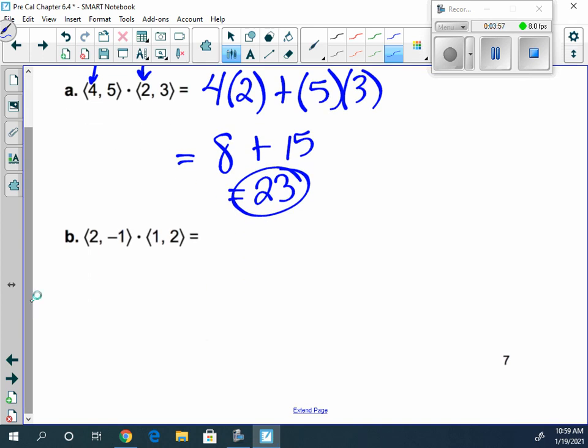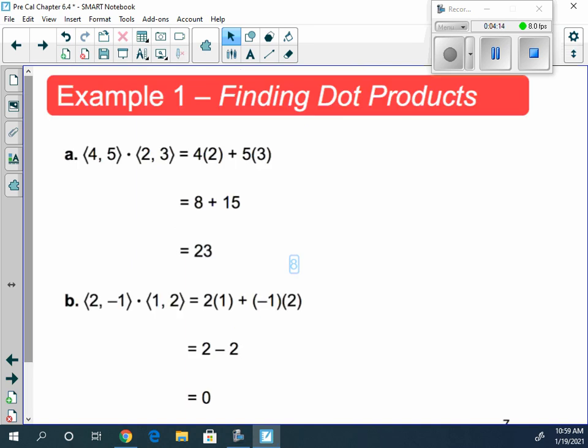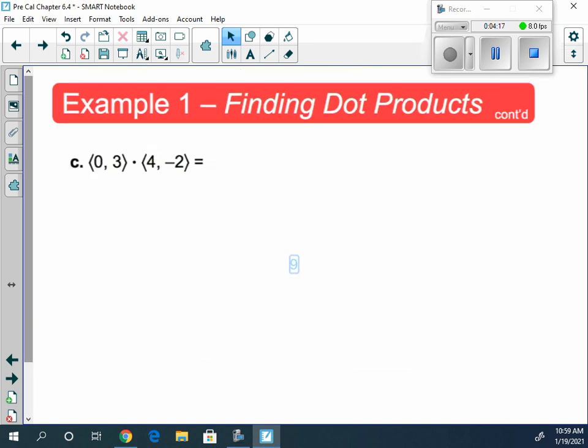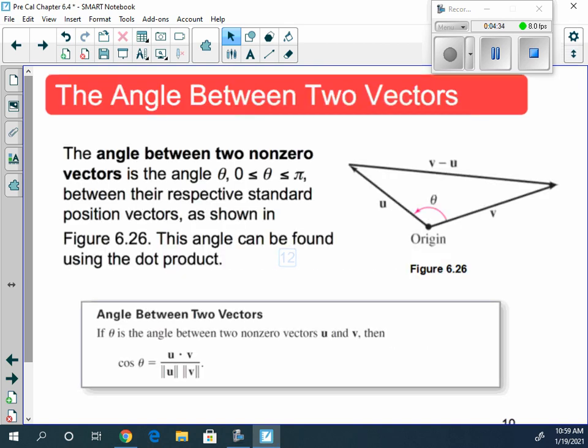Now, if we look at this one here, what would we do? Yes. That's it. 23 and 0. And lastly, if we did this one here, I think y'all pretty much got the hang of this, we would have 0 times 4 plus 3 times negative 2, which would be 0 minus 6, which would give us negative 6. And that's it. That's mainly all we have to do to find the dot product.